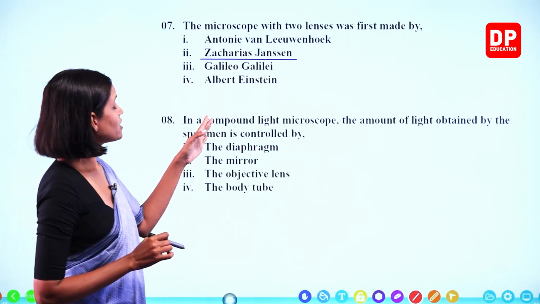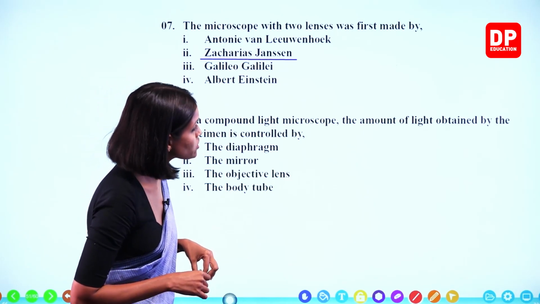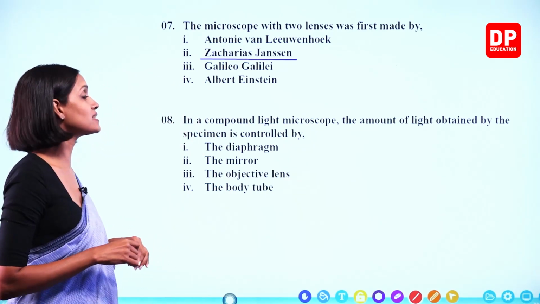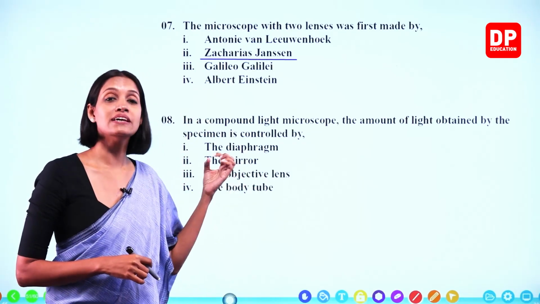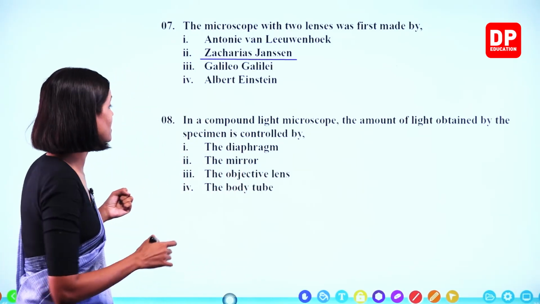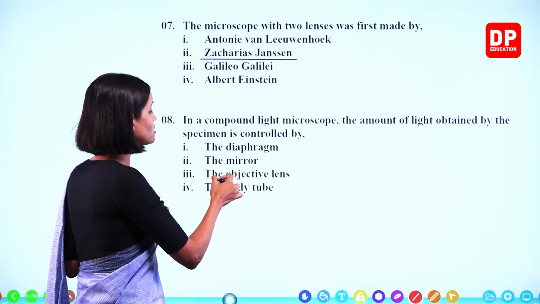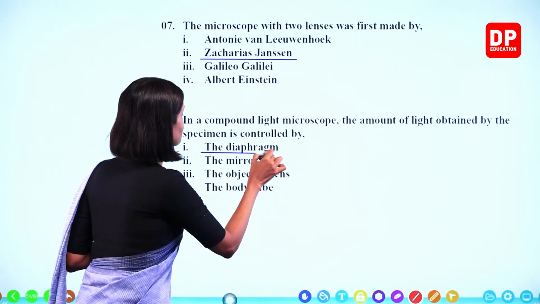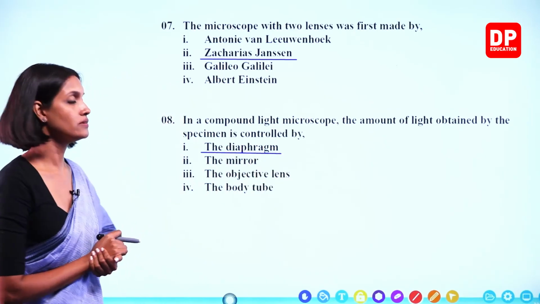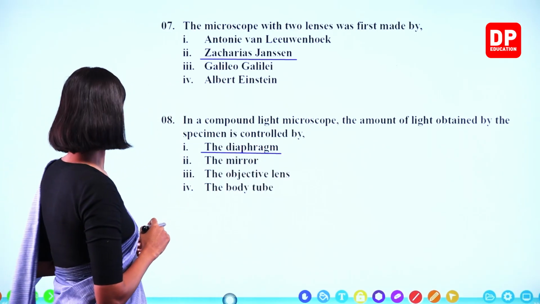In a compound light microscope, the amount of light obtained by the specimen is controlled by. Which part controls the amount of light? That is done by the diaphragm, right? The diaphragm, the mirror, the objective lens, the body tube. The diaphragm. Right, children? We'll move on to the next.